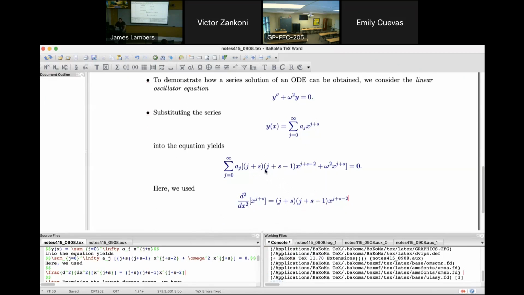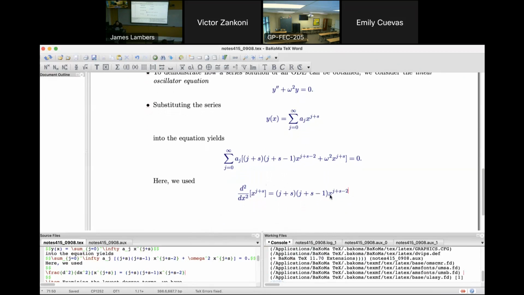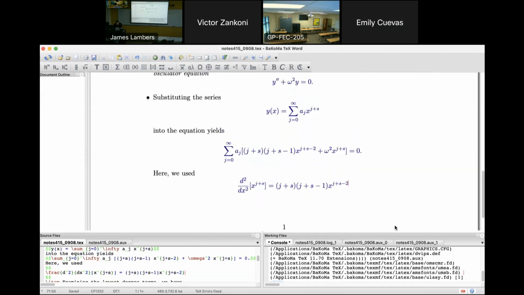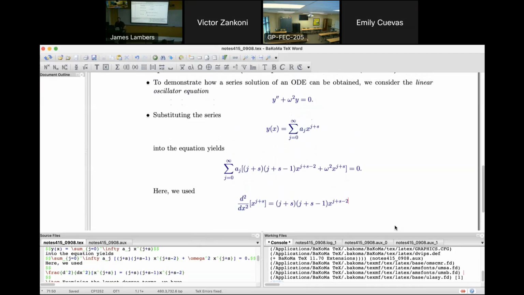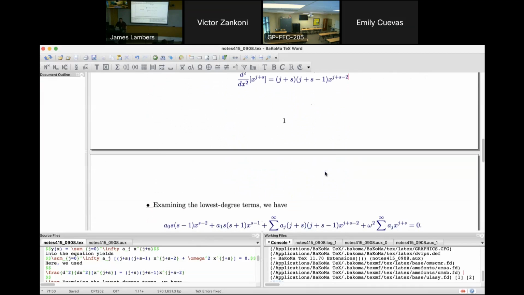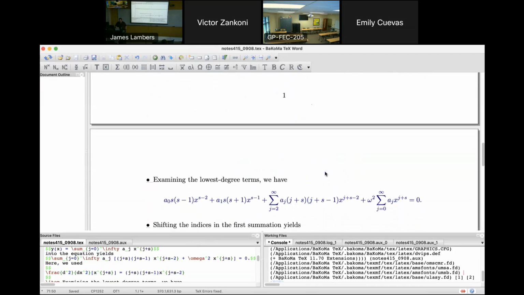So now we need to write this equation in such a way as to figure out what the coefficients a0, a1, a2, etc. must be for this to be satisfied. Well, any questions up to this point? Okay.